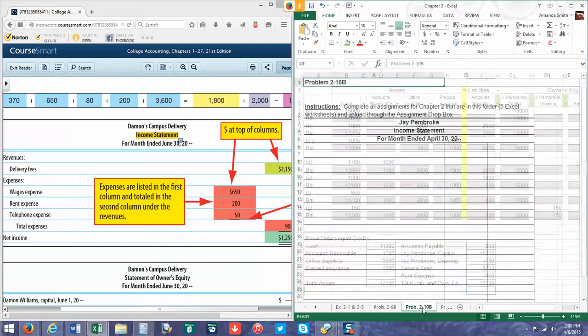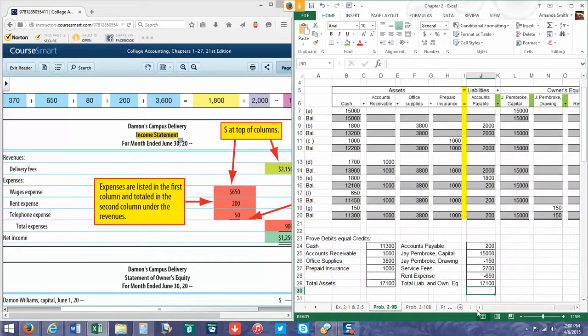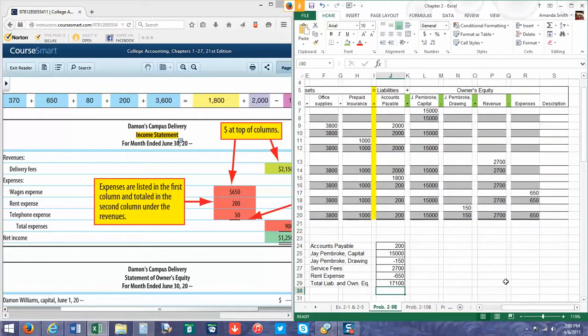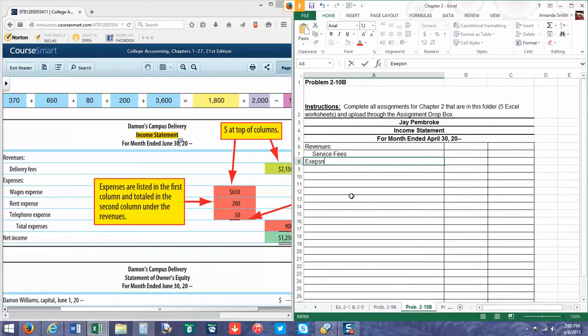Okay, so I did not change the names just because it's going to make it easier for you later on. So we're going to do exactly what it says. We have revenues, and for 2-9, our revenue account is called service fees. That would be found on page 46 in the textbook, but it's also right down here at the bottom. So we did service fees. Then we're going to list our expenses. And the only expense we have on this problem is our rent expense.